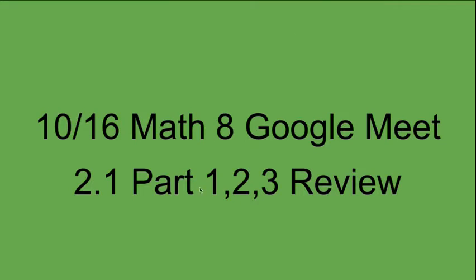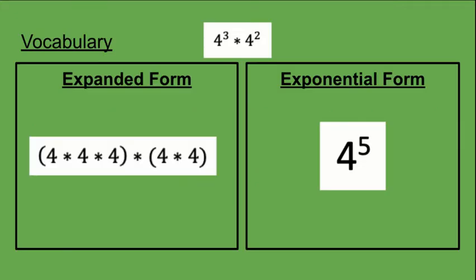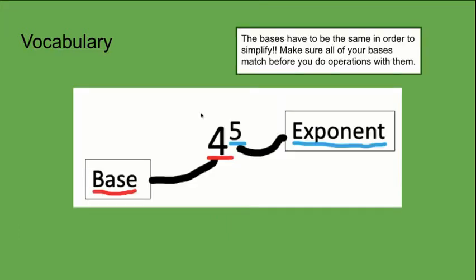But I wanted to review parts 1, 2, and 3 from the notes so we can keep those rules straight in our minds. So here we have expanded form and exponential form. I want to remind you that this is like 4 to the third times 4 squared, whereas exponential form represents this using an exponent, whereas here you expanded. Here, you need to know that this number is your base and this number is your exponent. In order to do operations with the exponents, you have to have the same base.